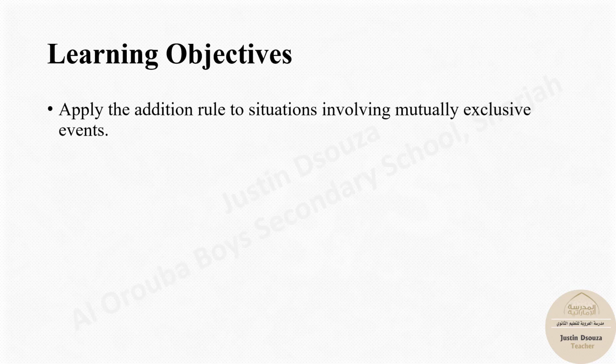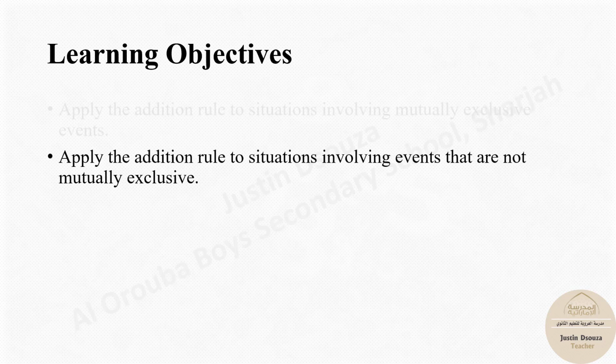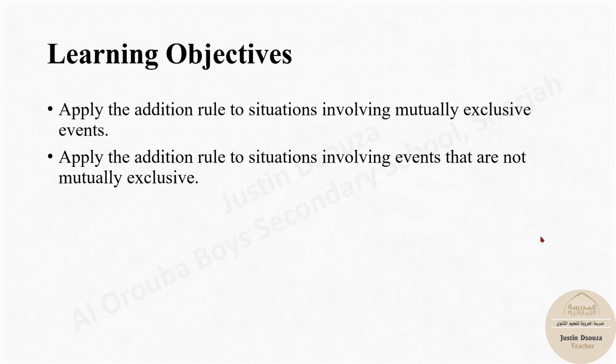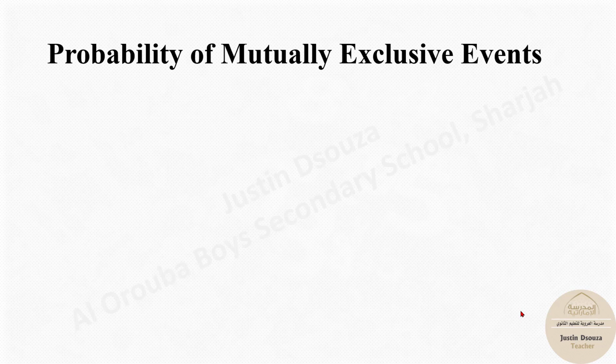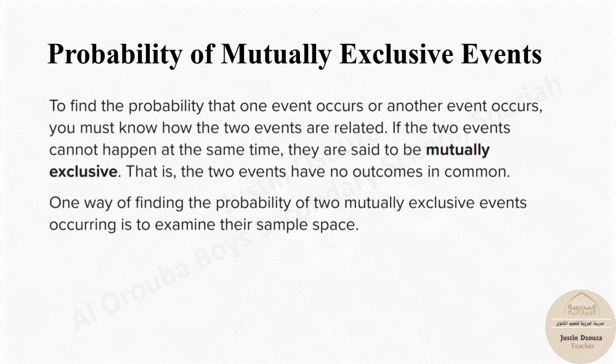The learning objectives of this lesson are to apply the addition rule to situations involving mutually exclusive events and the same thing with events that are not mutually exclusive. Here, the very important thing is about mutually exclusive and not mutually exclusive. The keyword is the same, mutually exclusive. Let us look into the events which are mutually exclusive or not mutually exclusive.